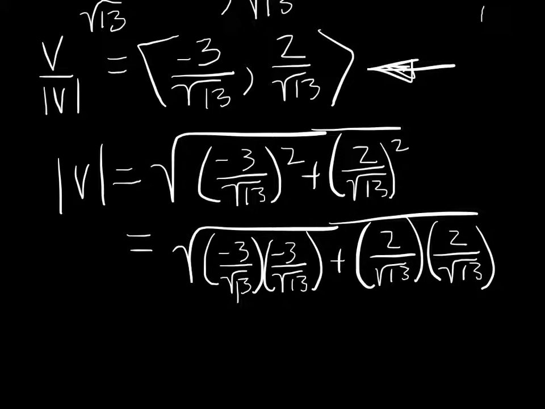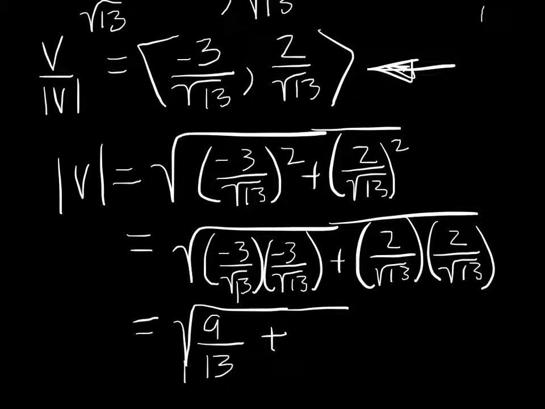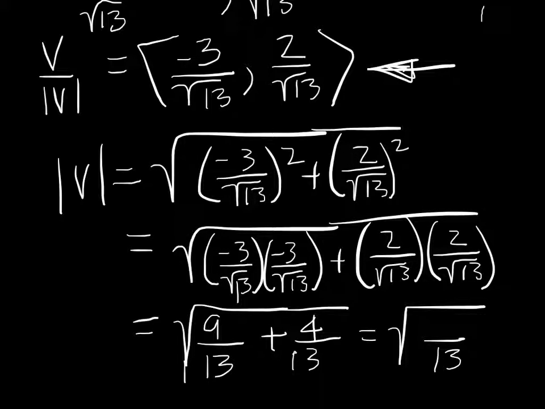When you see this, I'm going to multiply fractions here. -3 times -3 is 9. 9 over the square root of 13 times the square root of 13 is 13. Plus, multiply the numerators in the second fraction: 2 times 2 is 4. The square root of 13 times the square root of 13 is 13. I'm adding fractions that already have a common denominator, which is 13. I add my numerators: 9 plus 4 is 13. Hopefully you realize 13 divided by 13 is 1. The square root of 1 happens to be 1.